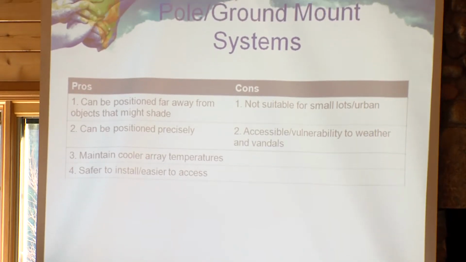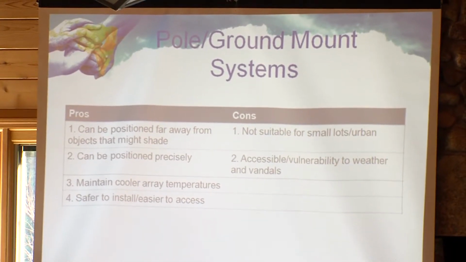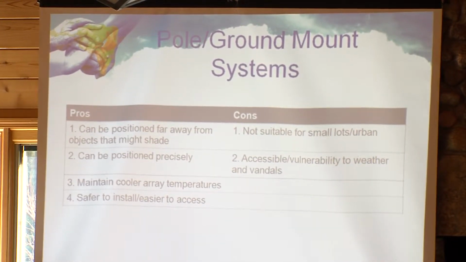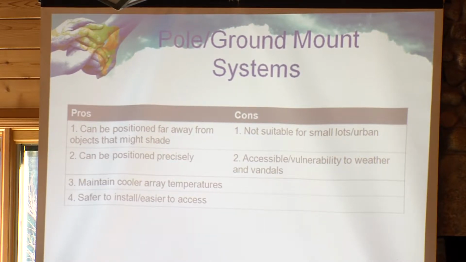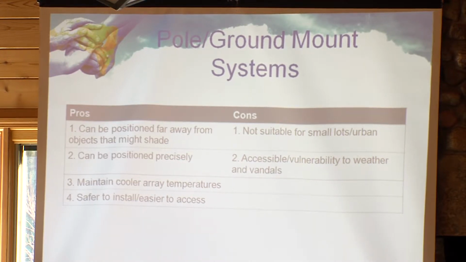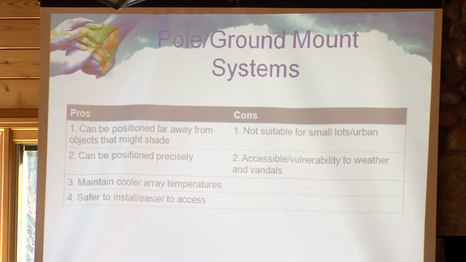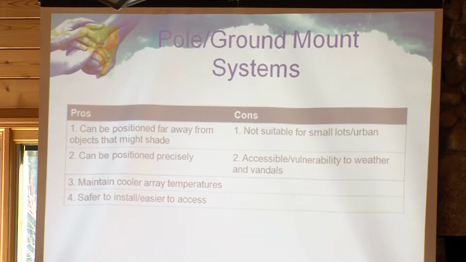Pros, well, we talked about the pros: can be positioned precisely, maintains cooler array temperatures. Again, air can circulate around them, and it's safer to install, easier to access. The cons are it's not suitable for small lots. I can't imagine a ground mount in my backyard, for instance. And also its accessibility means vulnerability to weather and vandals. Although I don't think I've ever heard a single story about, RJ, have you, about vandalism to solar panels? I think they just kind of scare people.